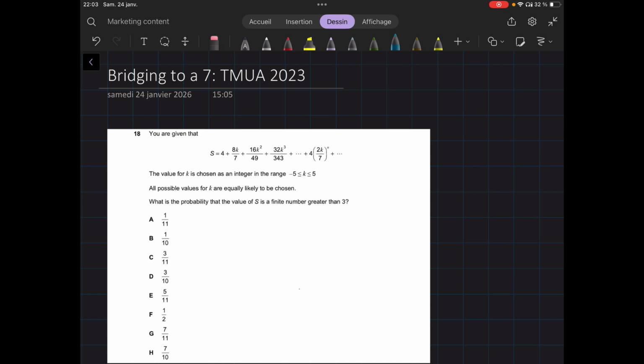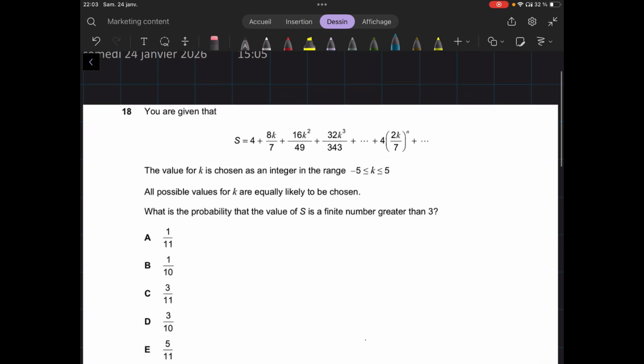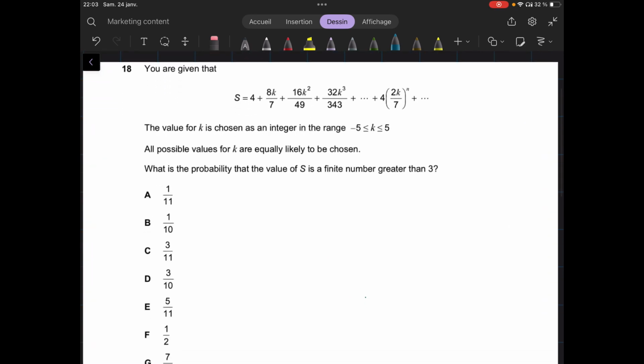So, today we are going to look at a TMUA question from 2023. And this question combines geometric series, inequalities, as well as a tiny bit of probability at the end. So, let's have a look at the sequence that we're given.